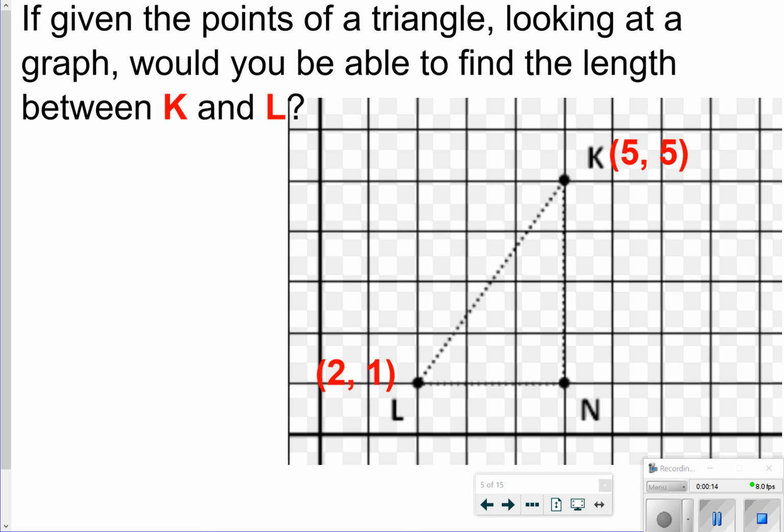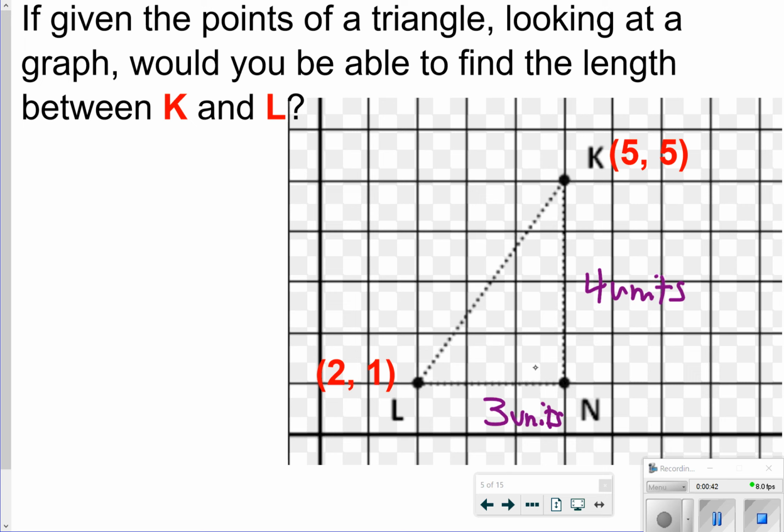The first thing we want to talk about is kind of a play off of what you just learned the day before, which is the Pythagorean theorem. If given the points K through L, or if given the points of a triangle looking at a graph, we would easily be able to find the distance between K and L, because what we could do is count the distance between L and N, and that is 1, 2, 3 units, and then N through K is 1, 2, 3, 4 units.